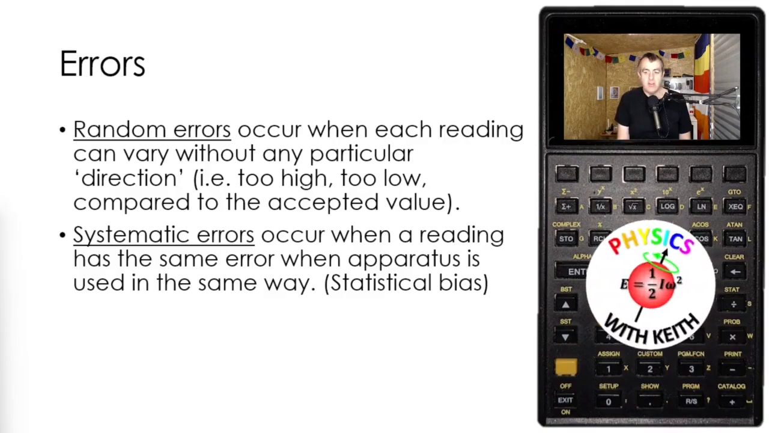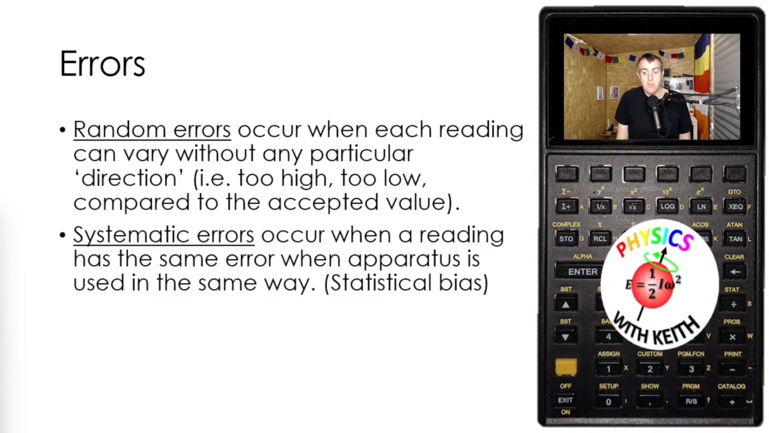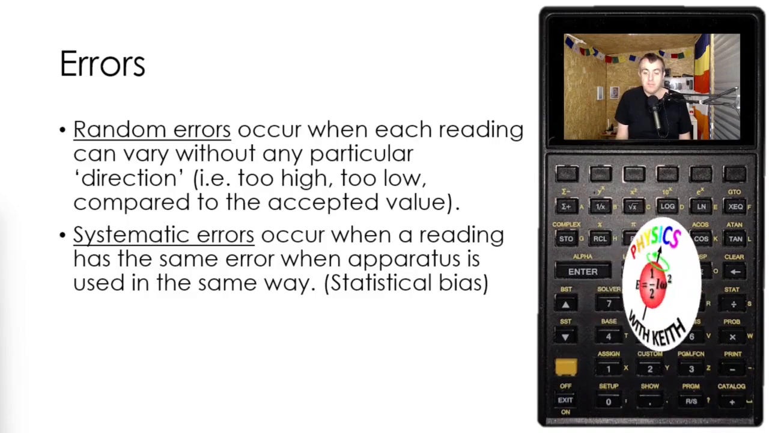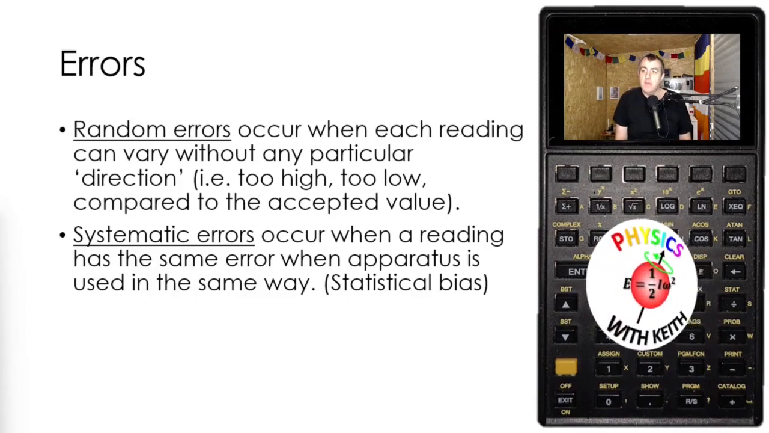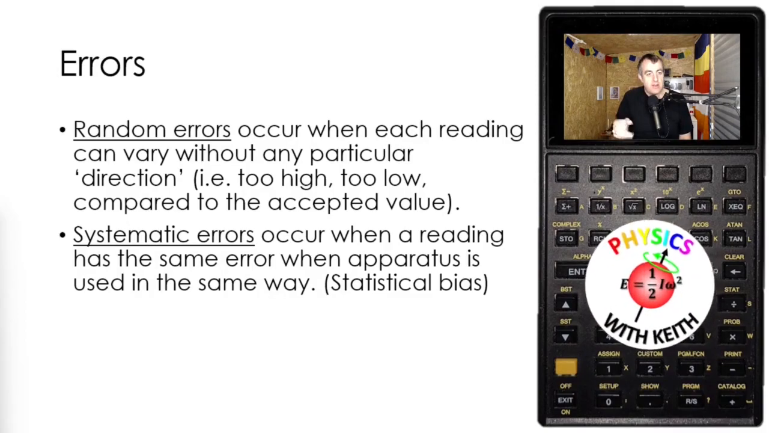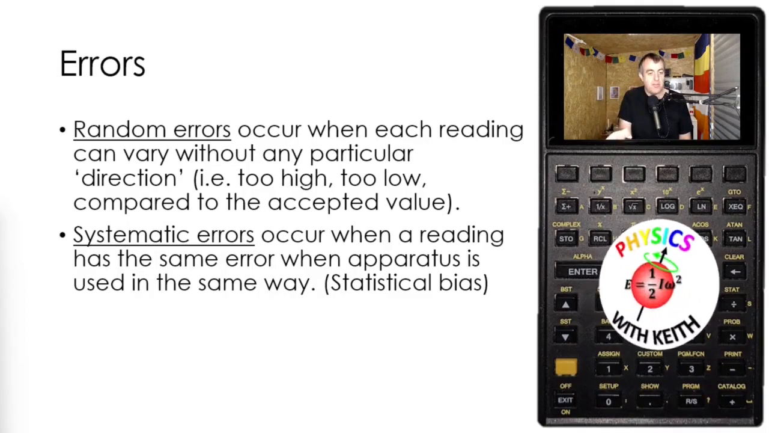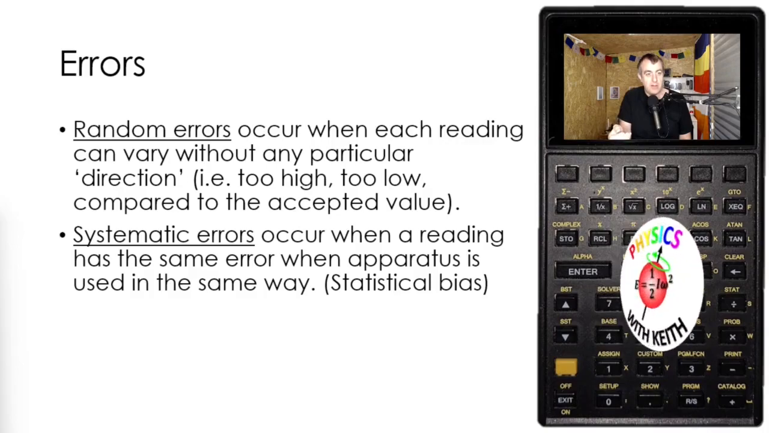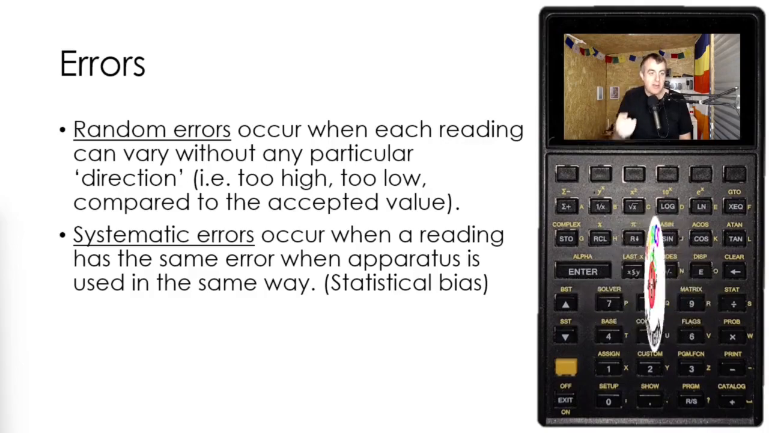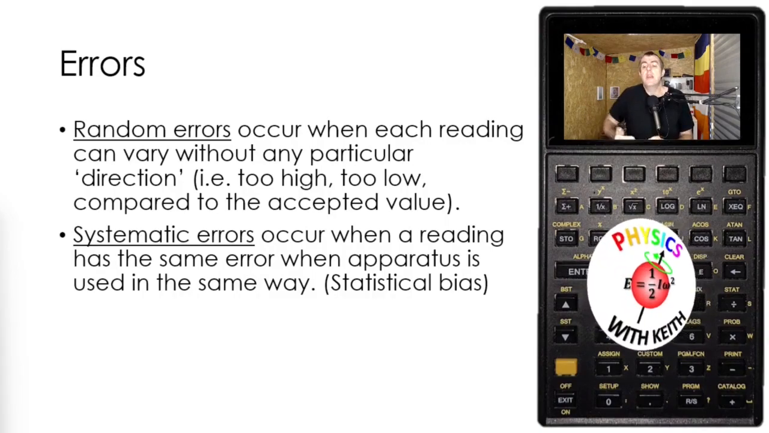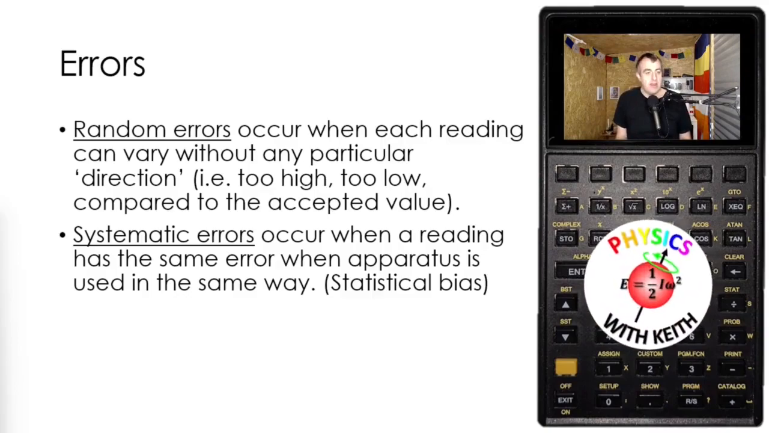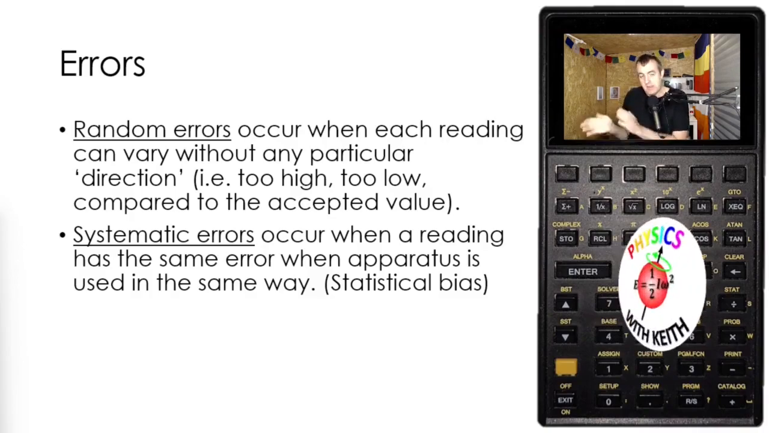Systematic errors have a direction to them, a statistical bias to them. So for example, if the balance that I'm measuring a mass on was broken somehow, perhaps it was calibrated incorrectly. So for every kilogram that I put on top of this balance, it tells me 1.5 kilograms. And if I put 2 kilograms on, it tells me 3 kilograms. Well, in this case, it's a certain proportion different from the accepted value of the mass that I'm measuring. And therefore, that is a systematic error.